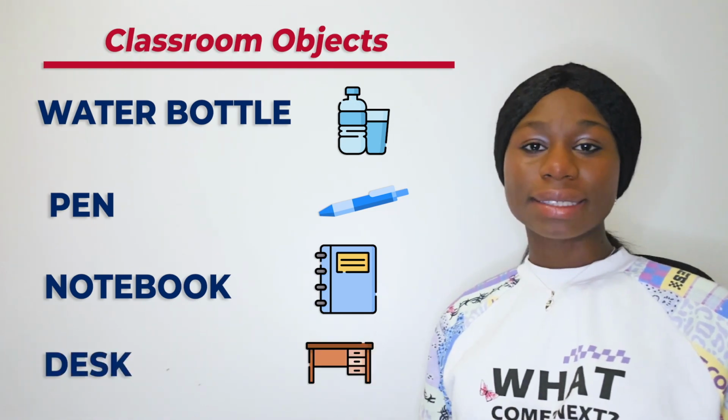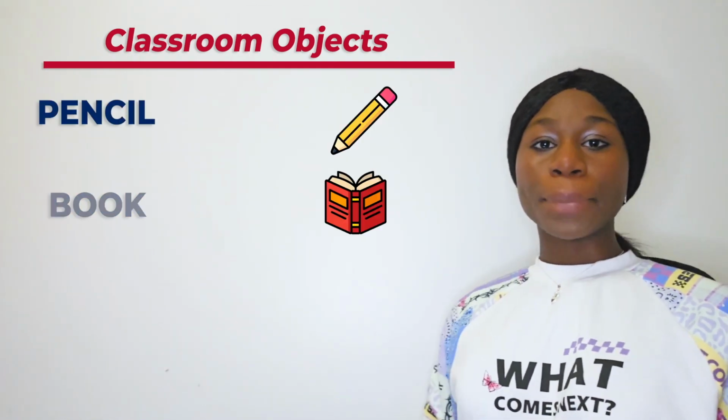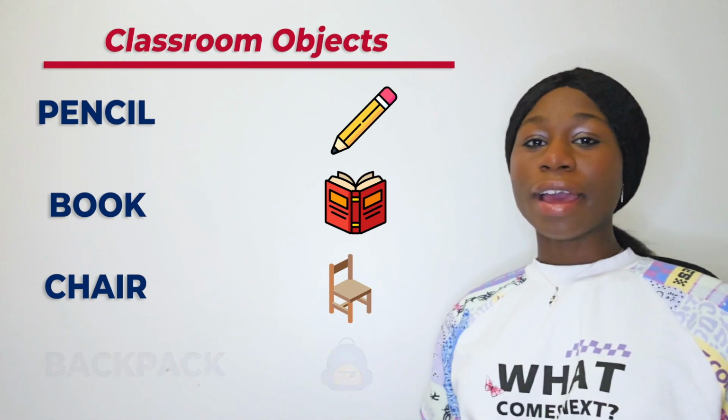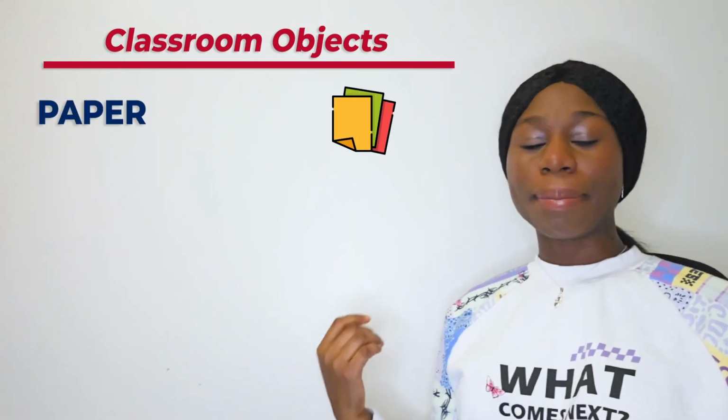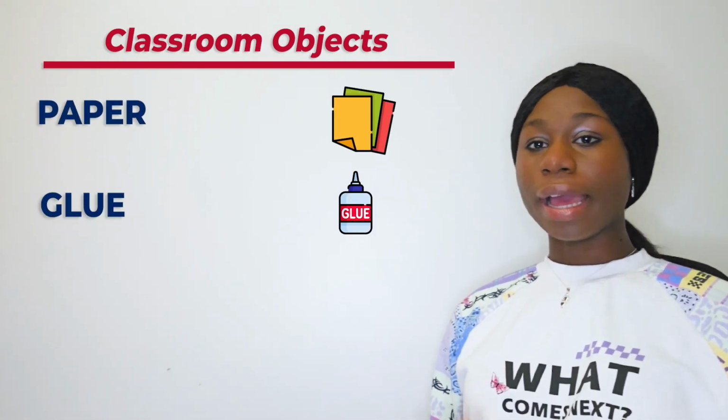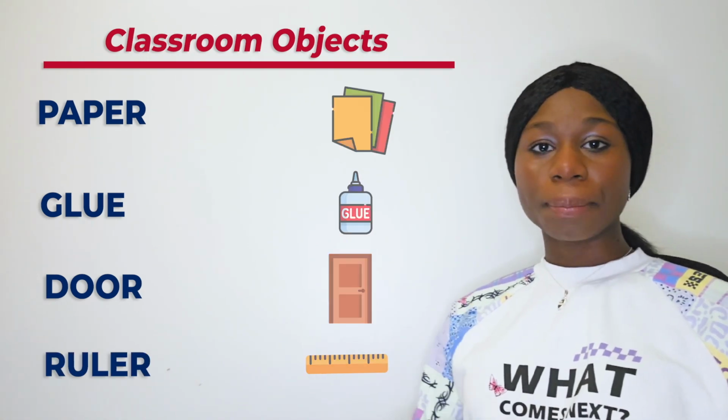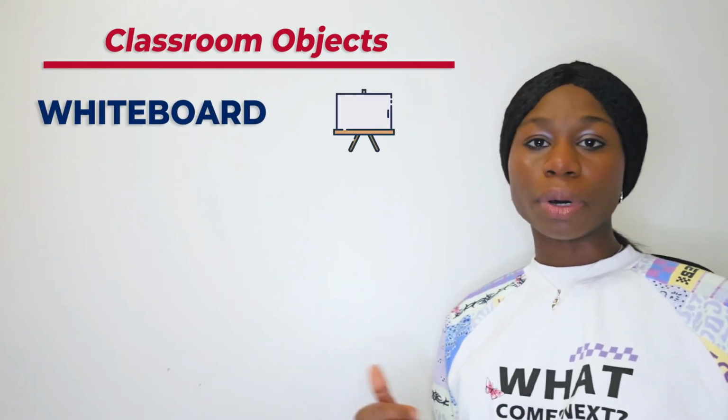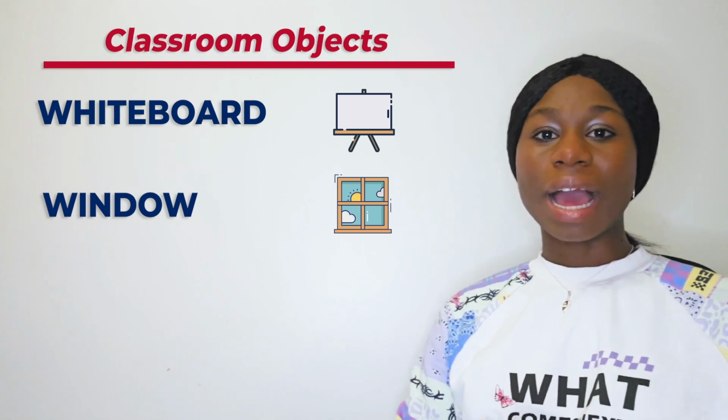We have a desk, a pencil, book, chair, backpack. We have a paper, a glue, a doll, a ruler. We also have a whiteboard, a window, and a clock.